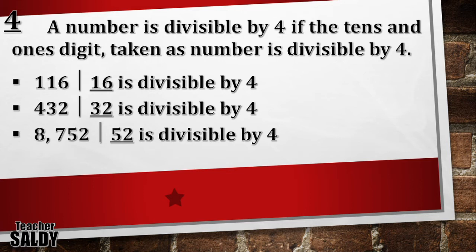So, kahit hindi pa 87 yan, kahit halimbawa 1,352 pa yan, pwede mo siyang hatiin by 4. So, again, a number is divisible by 4 if the tens and ones digit taken as a single number is divisible by 4. So, yung ones and tens digit lang.